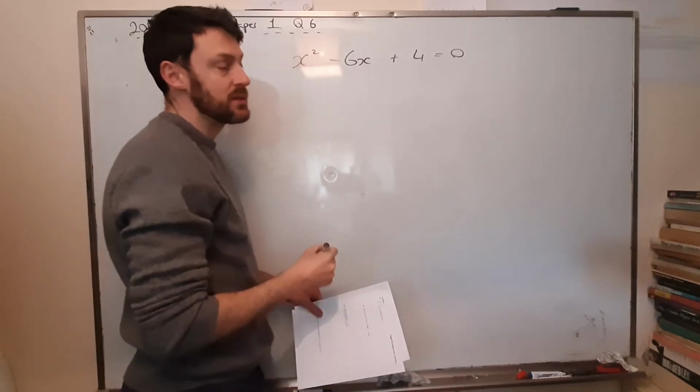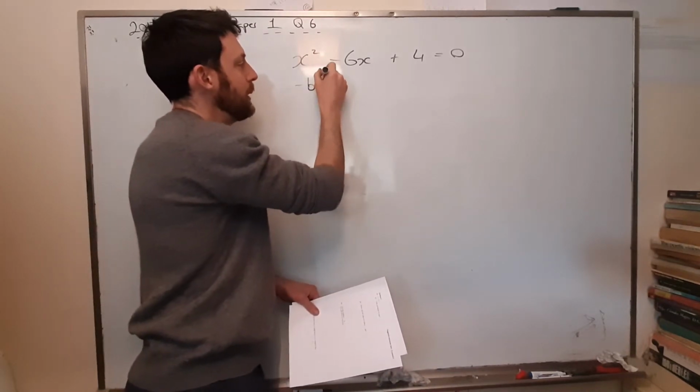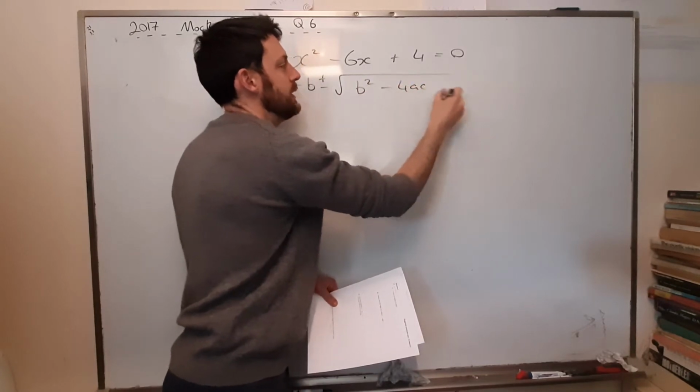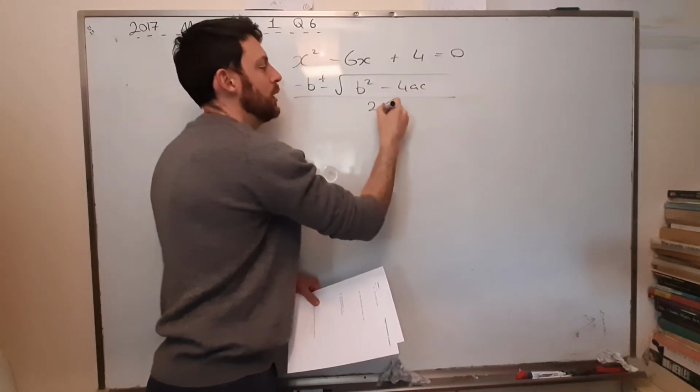So let's remind ourselves, what's the minus b formula? Minus b plus or minus the square root of b squared minus 4ac, all on top of 2a.